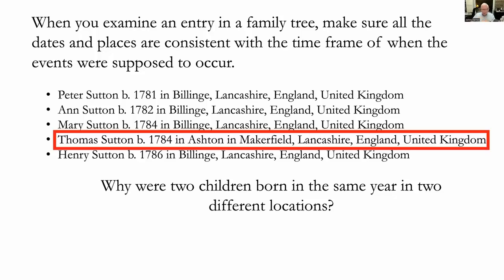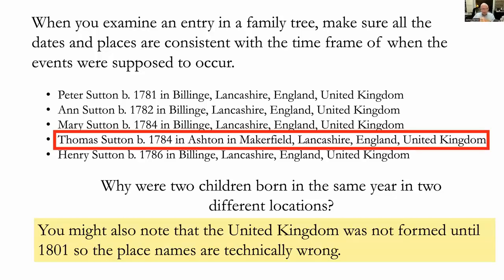So now let's look at what happens there. If you were to extend this a little bit further in looking at these entries, you'll notice that they all say Lancashire, England, and the United Kingdom. Well, no, that's not quite right either, because the United Kingdom was not formed until 1801. So the place names are also technically wrong. This is just the kind of thing I'm talking about when we talk about the importance of the location.